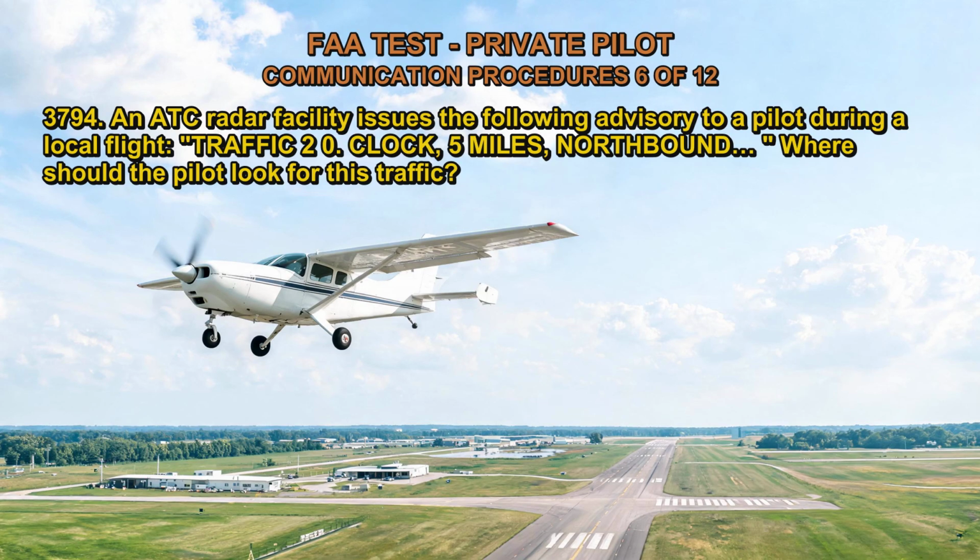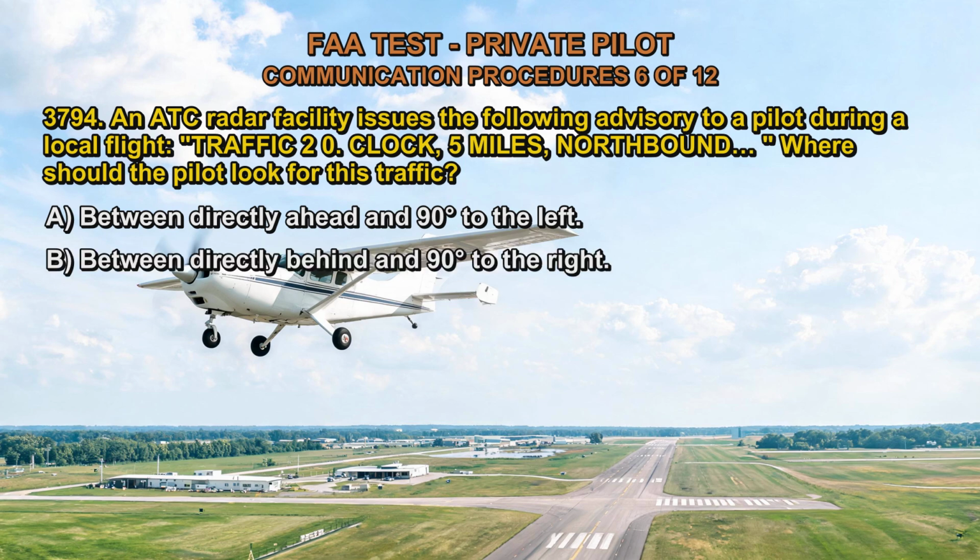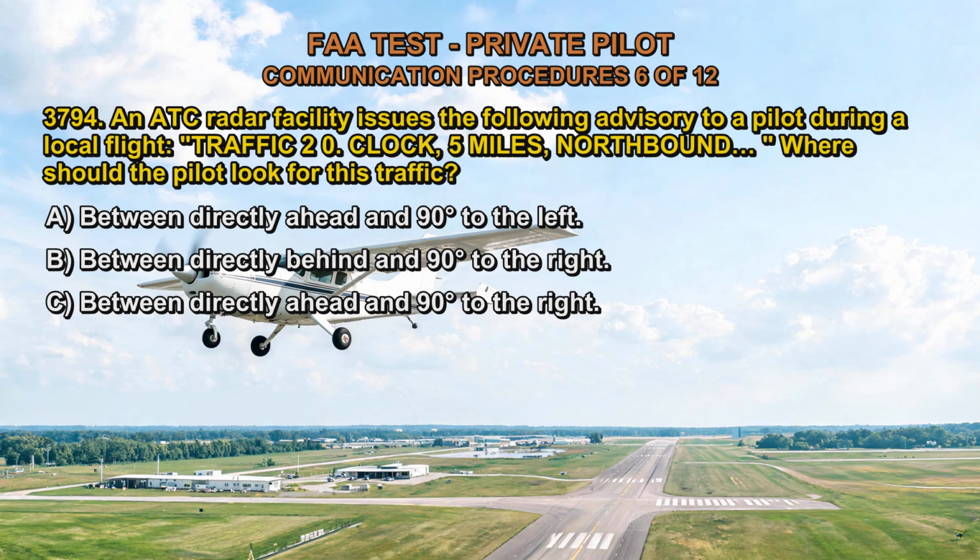3794. An ATC radar facility issues the following advisory to a pilot during a local flight. Traffic 2 o'clock, 5 miles, northbound. Where should the pilot look for this traffic? A. Between directly ahead and 90 degrees to the left. B. Between directly behind and 90 degrees to the right. C. Between directly ahead and 90 degrees to the right. The correct answer is C.